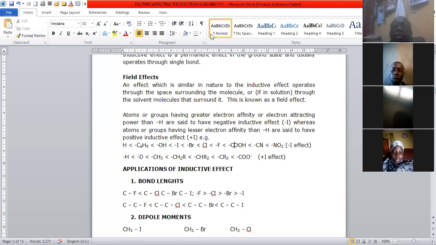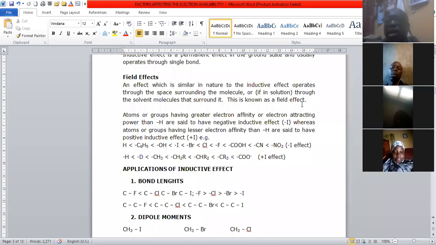I have a question. Yes. You said that field effect is just inductive effect that is operating through space or through solvent. Does that mean that inductive effect itself is operating in solids? No. Inductive effect operates when you have an electronegative atom attached to a carbon chain. Okay?